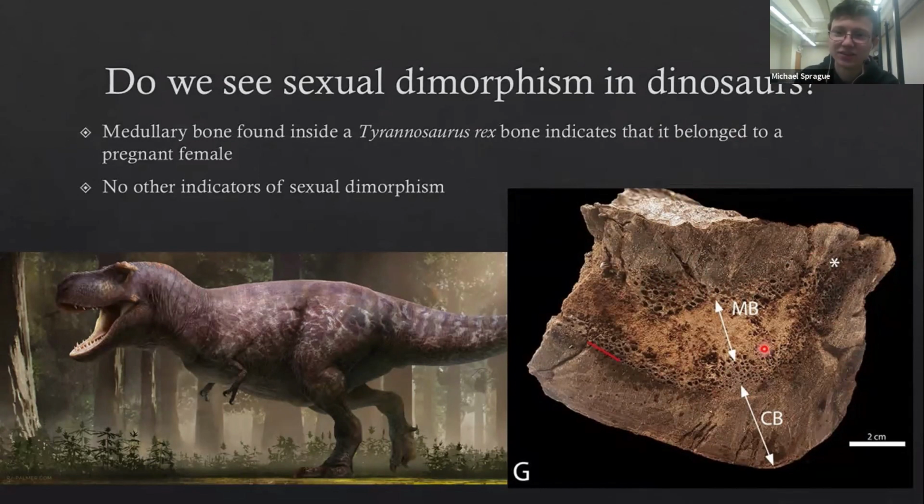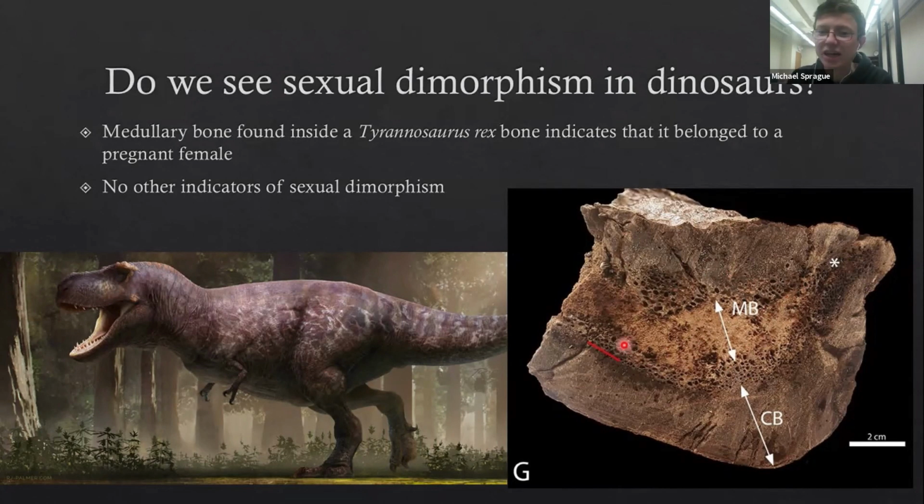And the paleontologists in charge of the study compared it to an occurrence that we see in modern birds, and that is called medullary bone. And medullary bone, we found, only occurs when a female bird is preparing to lay eggs. And so not only can we tell this was from a female T-Rex, this was from a female T-Rex that was pregnant.